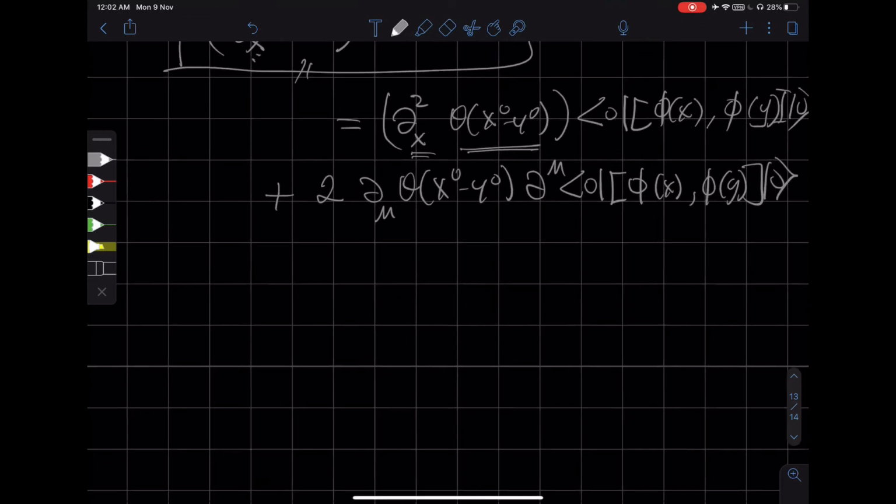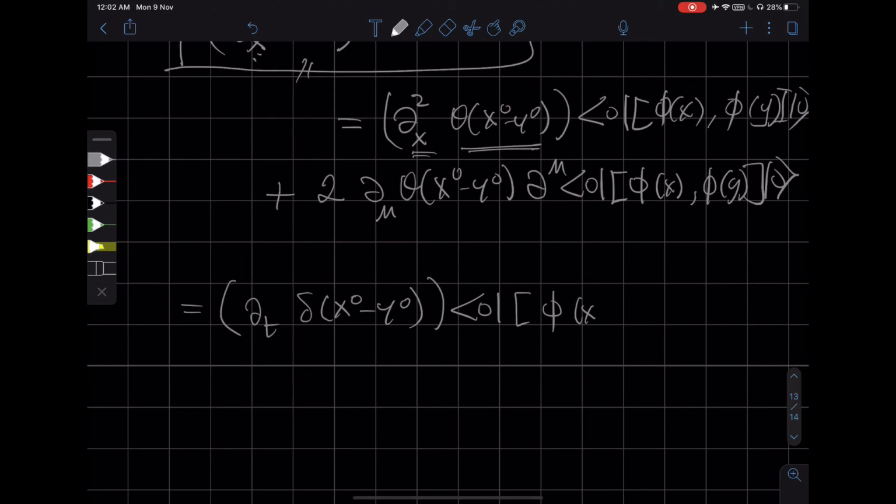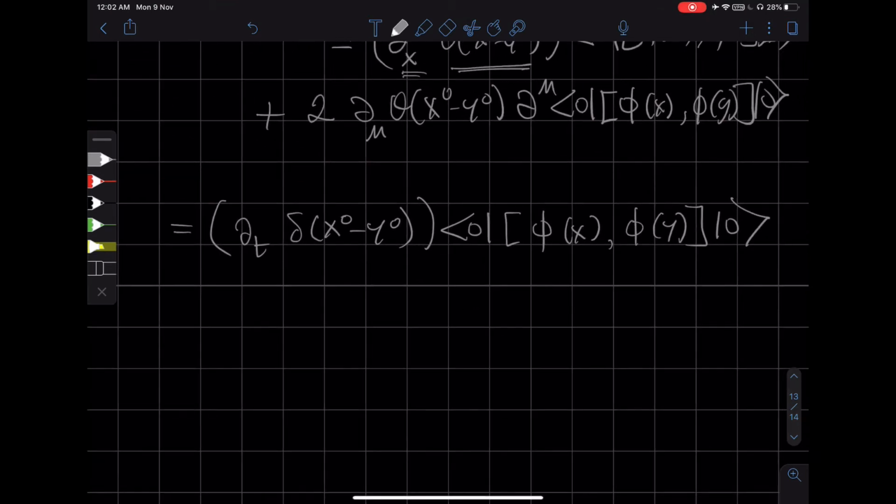So from here only x0 will contribute. If I apply the derivative with respect to x0, using the relationship between the theta function and the Dirac delta function, we get a derivative with respect to t times the delta function of x0 minus y0. x0 is t, and then we have the vacuum expectation value of the commutator of phi of x and phi of y. And then from the second del, we'll have another delta function here. So we'll have plus 2 delta of x0 minus y0.